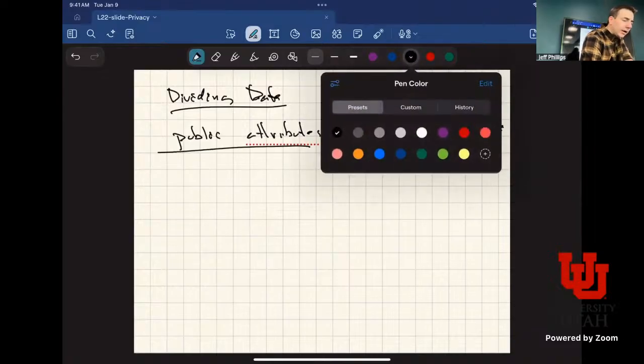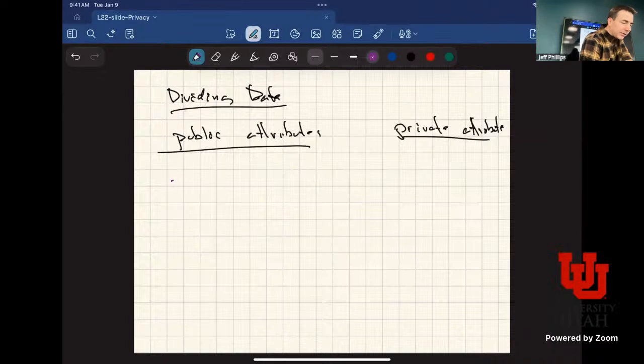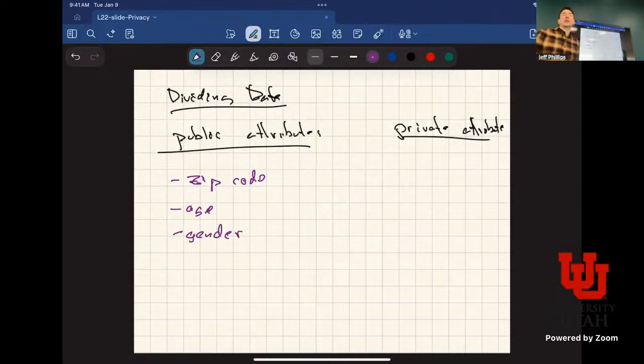So the public attributes can be things like my zip code, maybe something about my age. You can probably find this in the public record. Because I'm a state employee, there's actually a bunch of information about my pay and stuff like that you can find online. Information about someone's gender may or may not be private, but at least they have some stated gender on their driver's license, for instance.